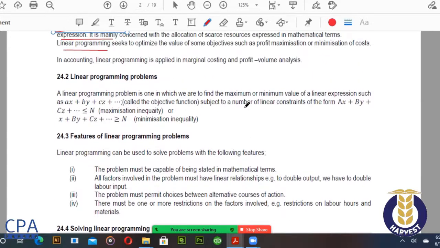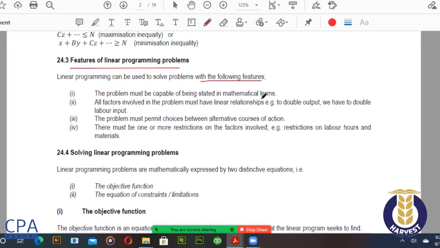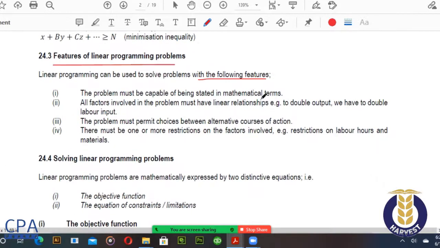Then of course we talk about the features of linear programming problems. Not all problems can be solved using this technique, so you must look at the features of the linear programming problem. In the discussion we are talking about the fact that the problem must be capable of being stated in mathematical terms. All factors involved in the problem must have a linear relationship. That is to say, to double output, we have to double the labor input.